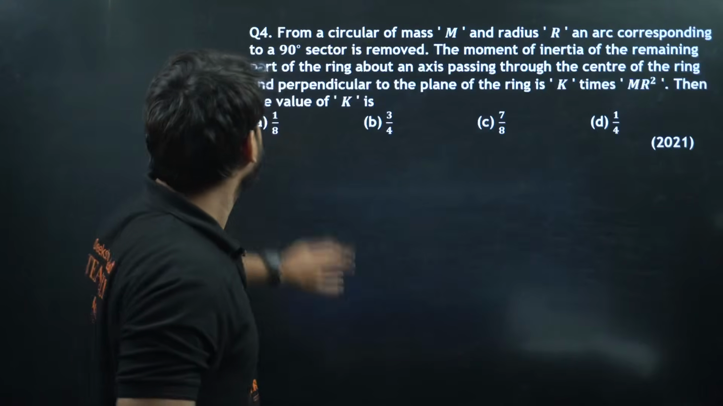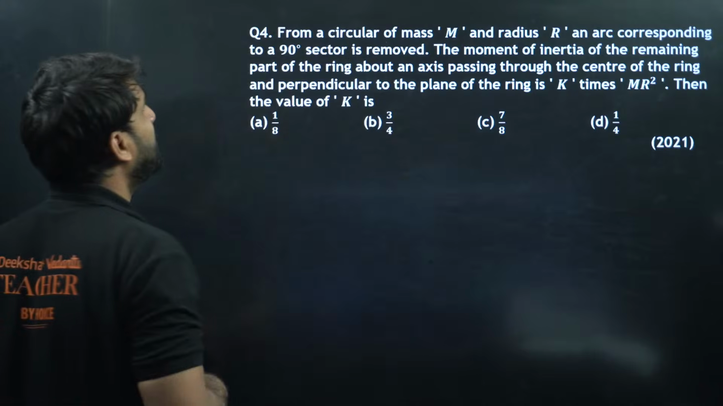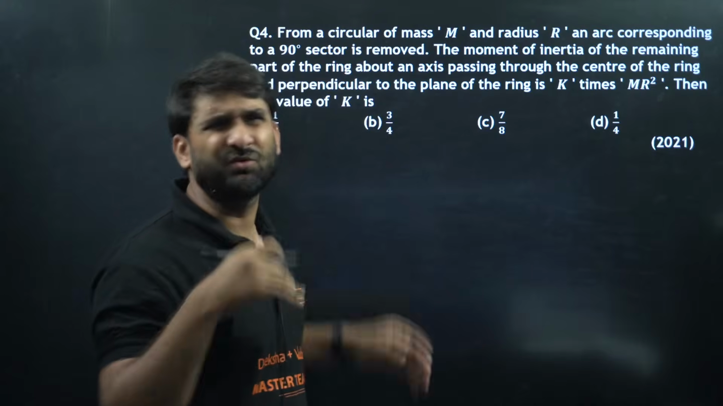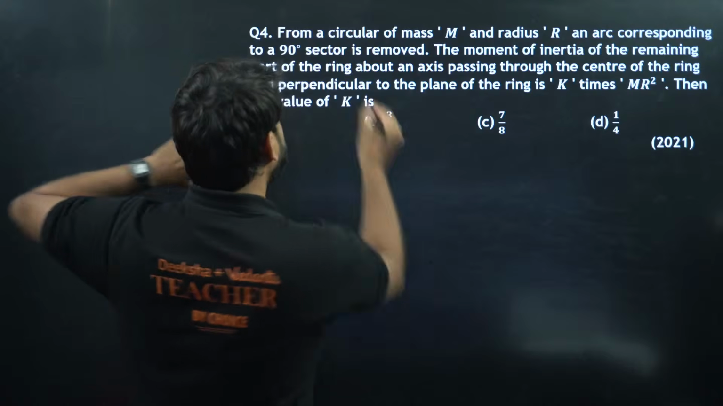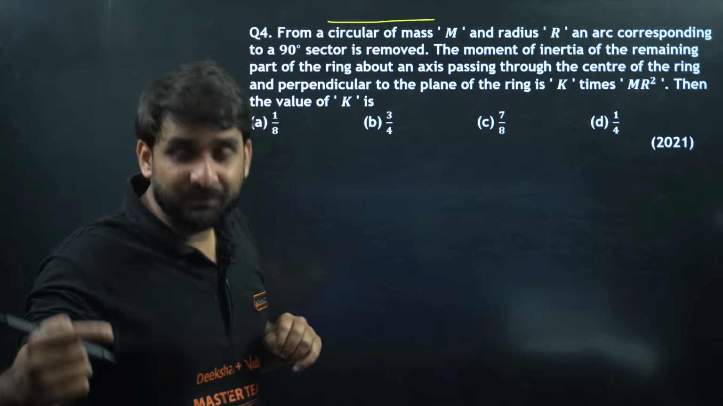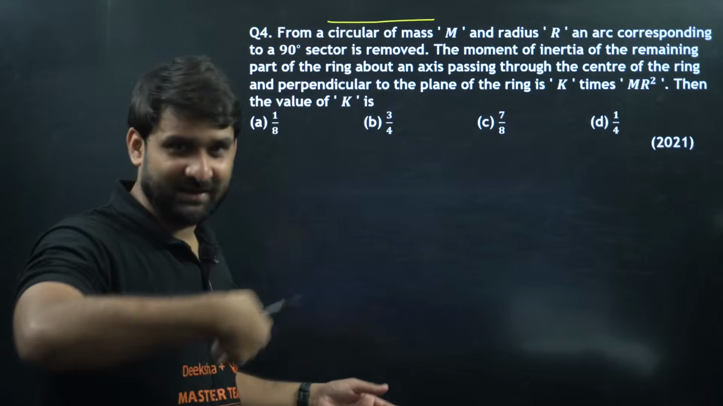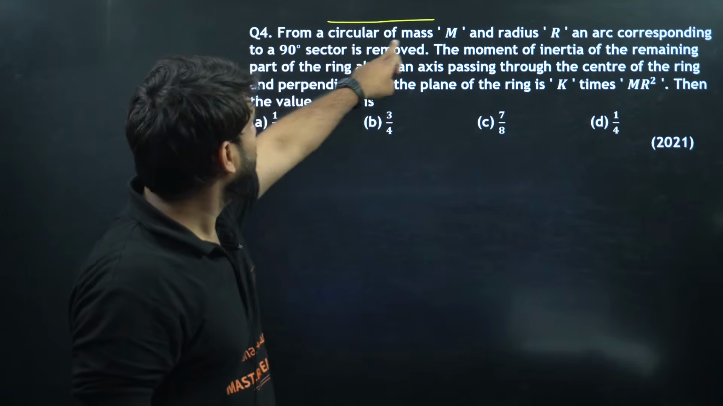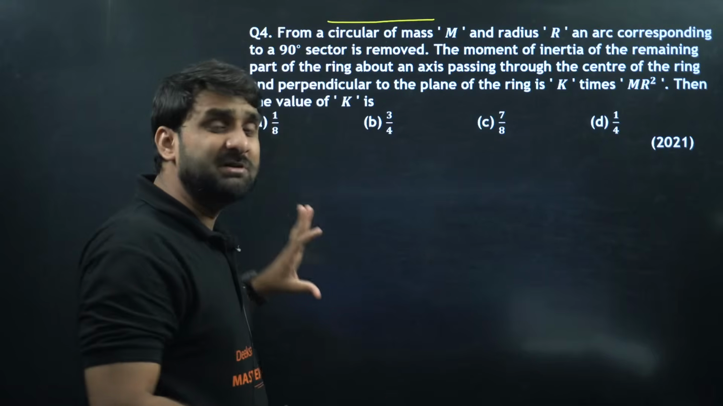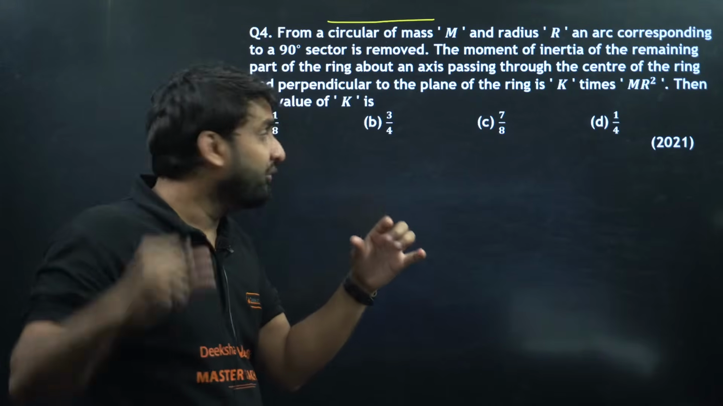Moving to the next, question number 4. From a circular, okay, so there is a circle. This is not solid, this is not a disc, just a normal circle. It means we are talking about a ring. If this is just circular, we are not talking about any specific shape like cylinder, sphere or disc, only circular. So it means this is a ring, like a wheel, like a bangle. So from a circular ring of mass m and radius capital R, an arc corresponding to 90 degrees, which means one quadrant sector, is removed. So from a circle, one quadrant is removed.